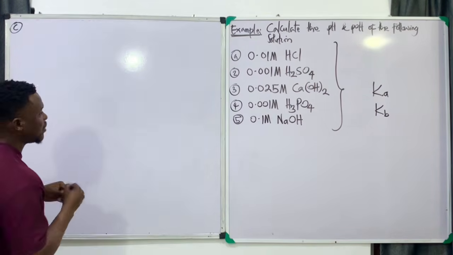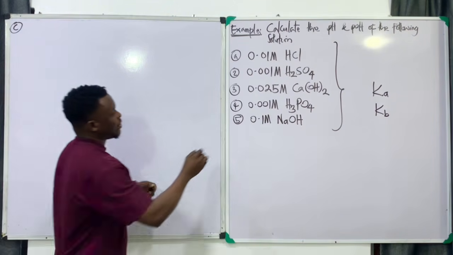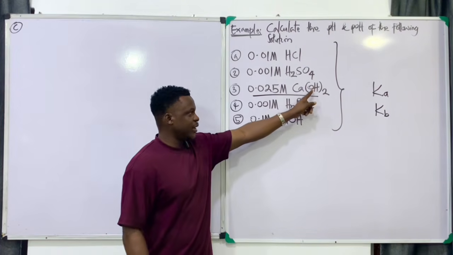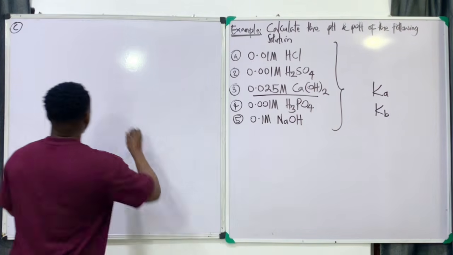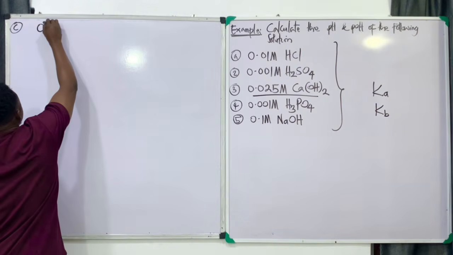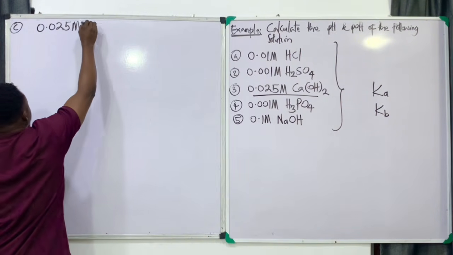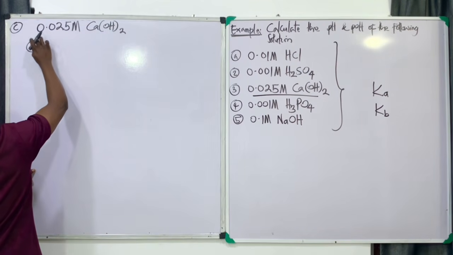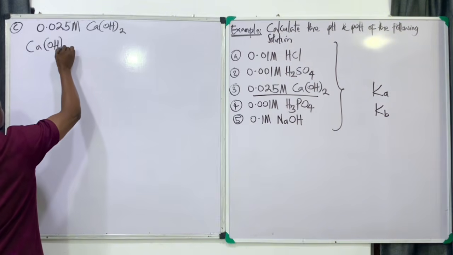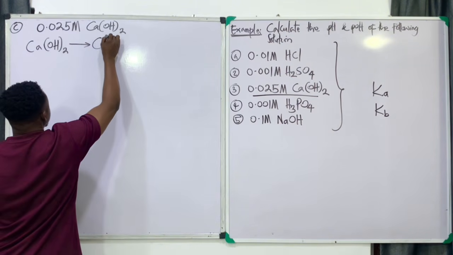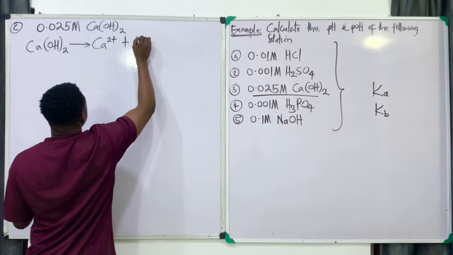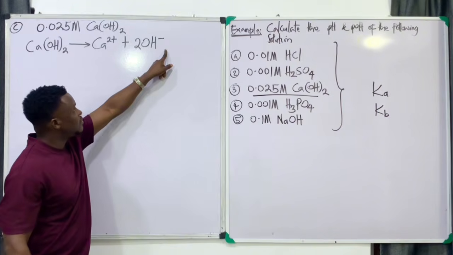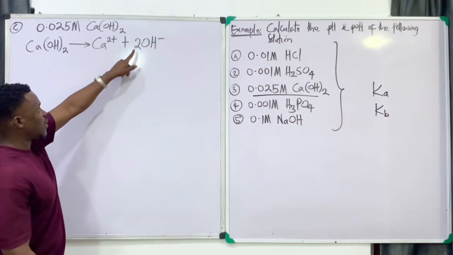We have the third one, 0.025. Now this is a base. So what we are going to be obtaining from here is OH minus, not H plus. So this is the base, 0.025 molar calcium hydroxide. If you look at this, we have 2 OH minus of them. That is why we are adding 2 here.